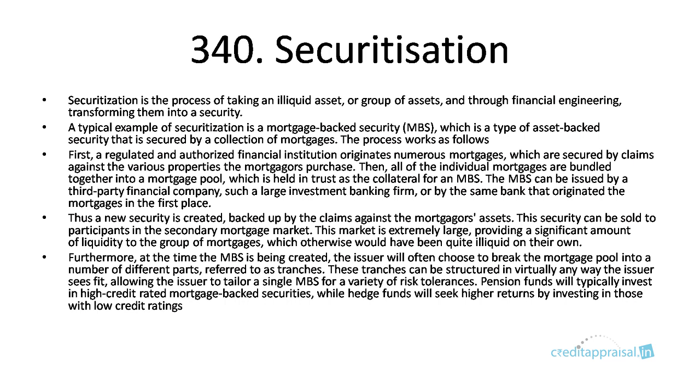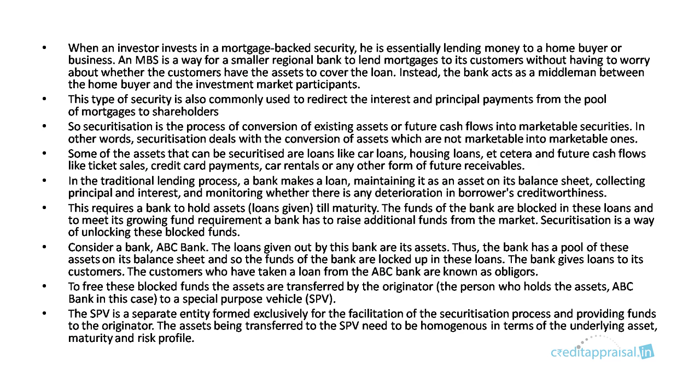So what happens when an investor invests in this MBS? It's essentially lending money to the home buyers or businesses. It's a way for a smaller regional bank to lend mortgages to its customers without having to worry about whether the customers have the assets to cover the loan. Instead, the bank acts as a middleman between the home buyer and the investor market participants. This type of security is also commonly used to redirect the interest and principal payments from the pool of mortgages to shareholders.